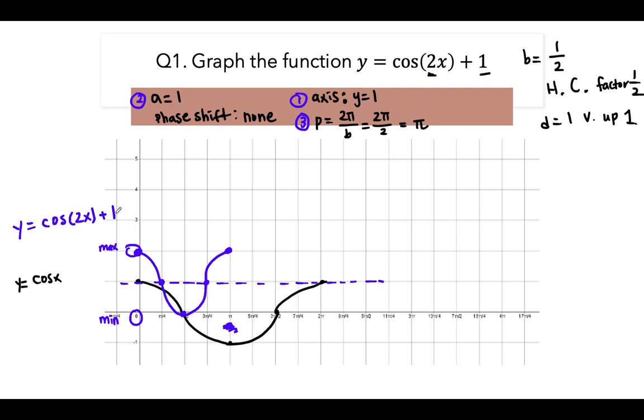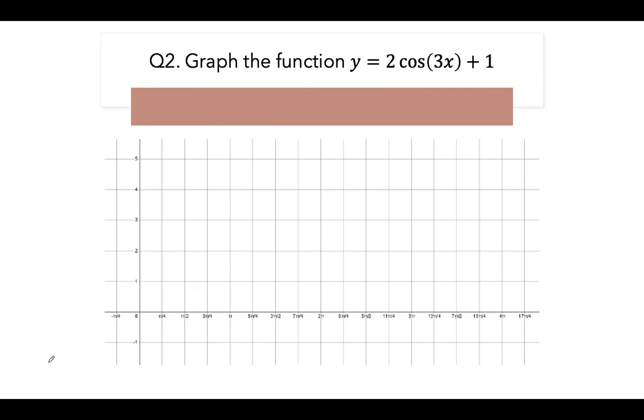As you can see, it has been shifted up 1, and it has been horizontally compressed by a factor of 1 over 2. So it's half the size. So let's try the next example. Graph the function y is equal to 2 cosine 3x plus 1.